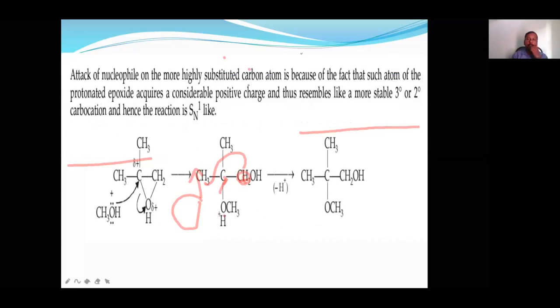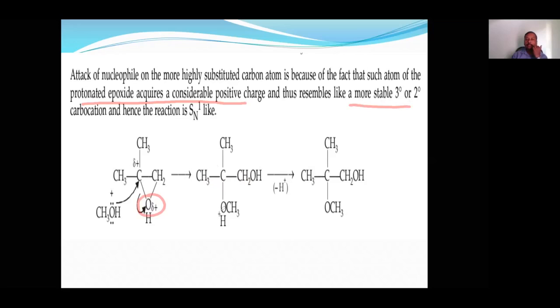So this is the mechanism. Attack of nucleophile on the more substituted carbon atom is because such atoms of the protonated epoxide carry considerable positive charge. This is positive charge and resembles a more stable 3 degree or 2 degree carbocation. So now it is just like a 3 degree carbocation. Then it will lose H plus again, then it will convert back to the alcohols. And this mechanism is just like the SN1 mechanism.